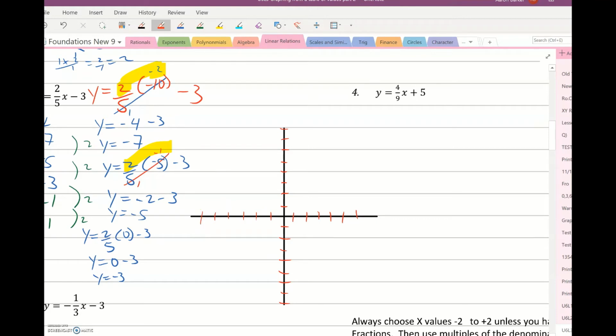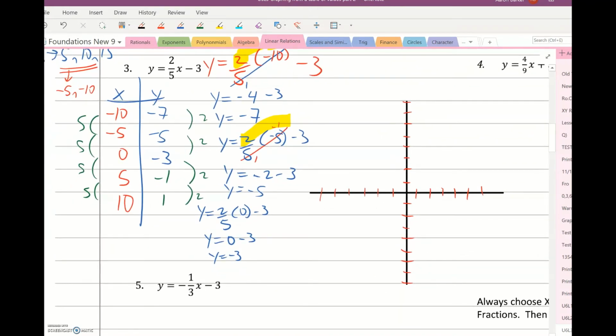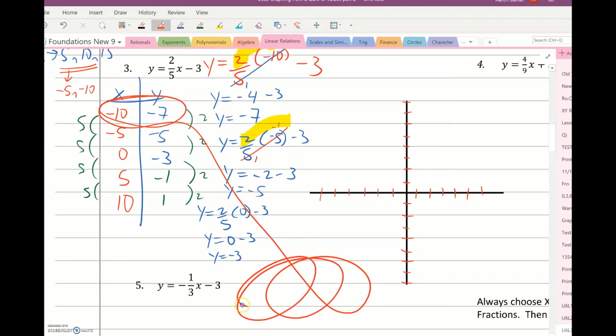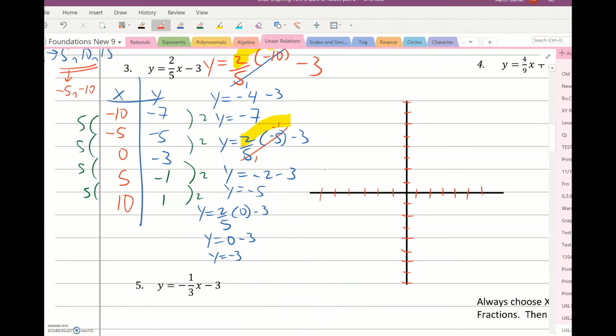And so then I can plot my points. So 10, -7, this point is like way over here. So I can't graph it, just ignore it. Only plot what you can plot. -5, -5, I can plot that one. 1, 2, 3, 4, 5. And then go down 5. 1, 2, 3, 4, 5. So there we go. There's 5, -5.